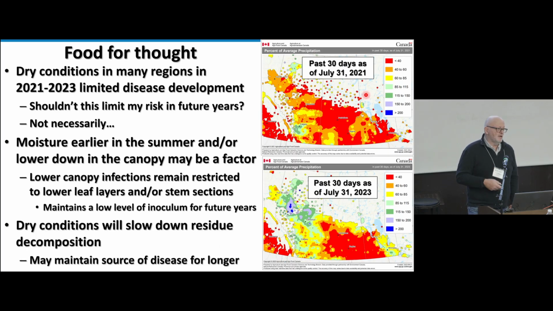And in conjunction, if you have dry conditions, residue decomposition and disappearance of the source of inoculum is related to microbial activity, saprophytic fungi, bacteria that break down that crop residue, and that pathogen no longer has a home to survive on. So if it's dry, the level of microbial activity is reduced, the level of decomposition is reduced, and that residue potentially could persist for a longer period of time.